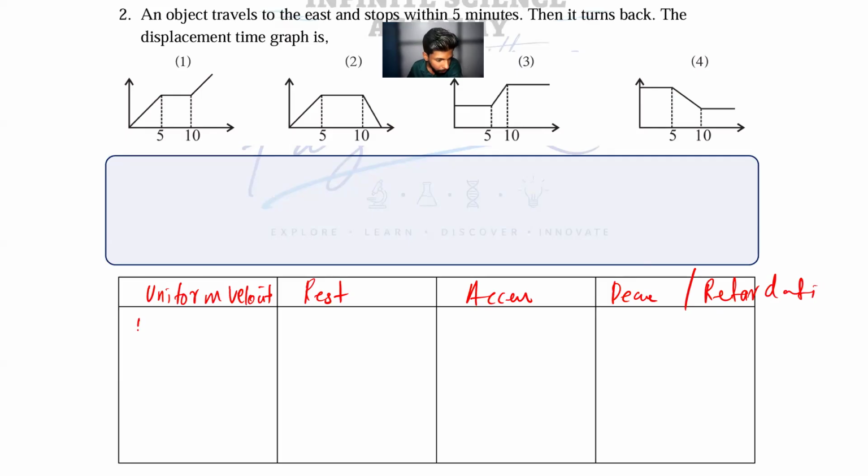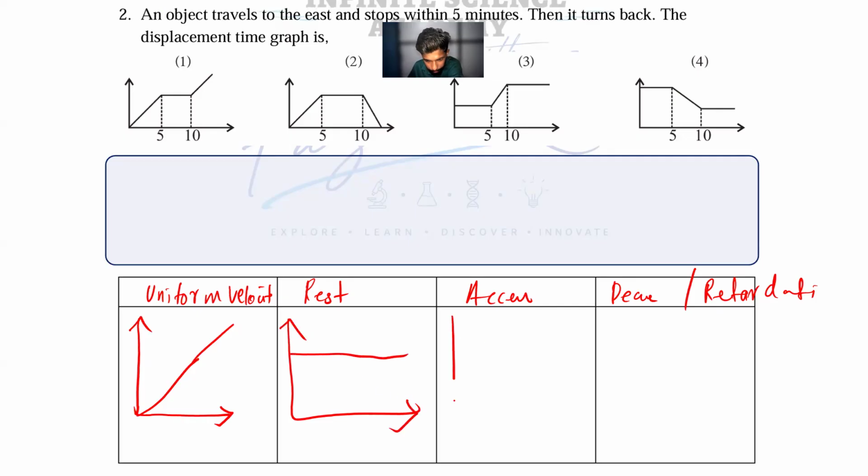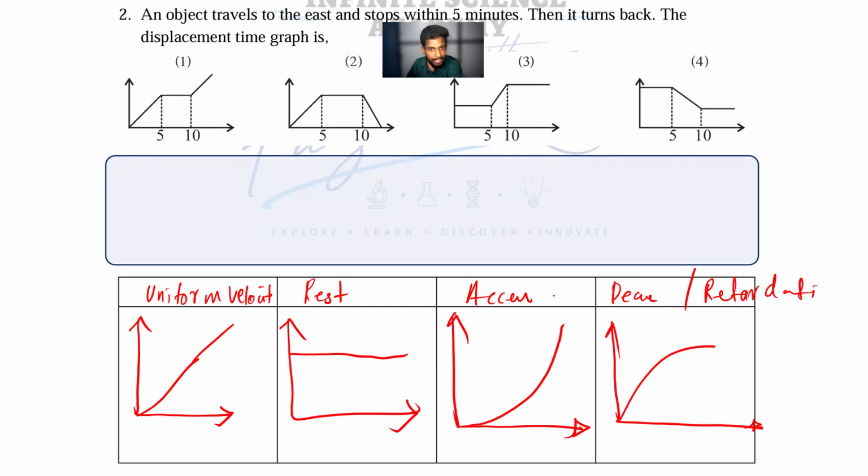Okay. For the uniform velocity, this was the graph, right? For the rest, the graph was like this. For acceleration, this. For the deceleration, the graph was like this. So these are the 4 types of graph that we have learned in our last class. You may remember.